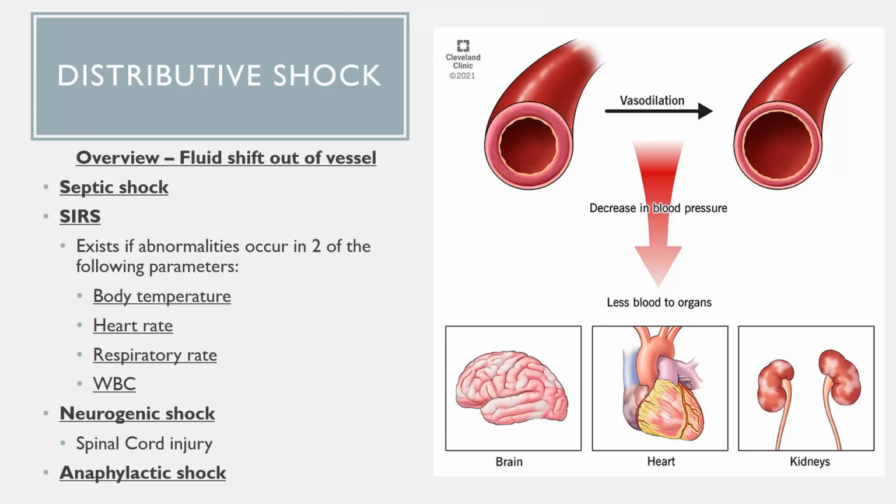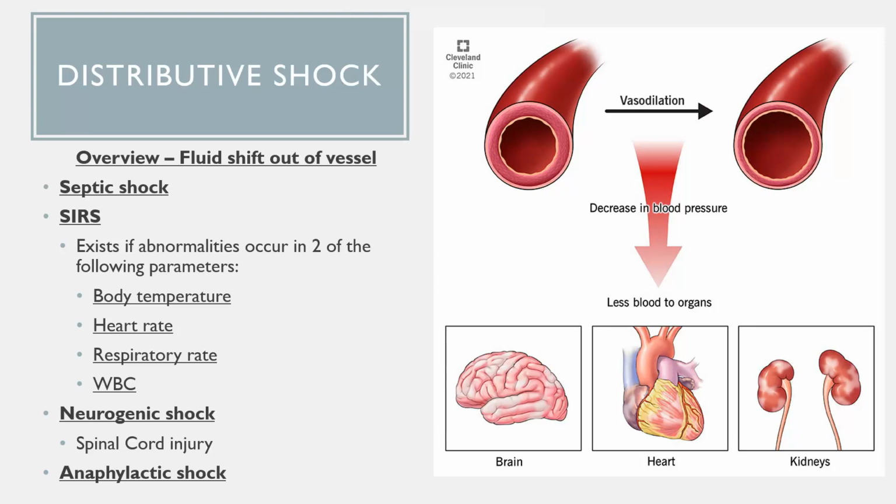And then distributive shock. So fluid shift out of the vessel. Remember, this is the umbrella term for anaphylaxis and your sepsis, or neurogenic is another one. We will lightly touch on neurogenic. We are going to talk about that with our spine too. So massive vasodilation, sepsis, and anaphylaxis.